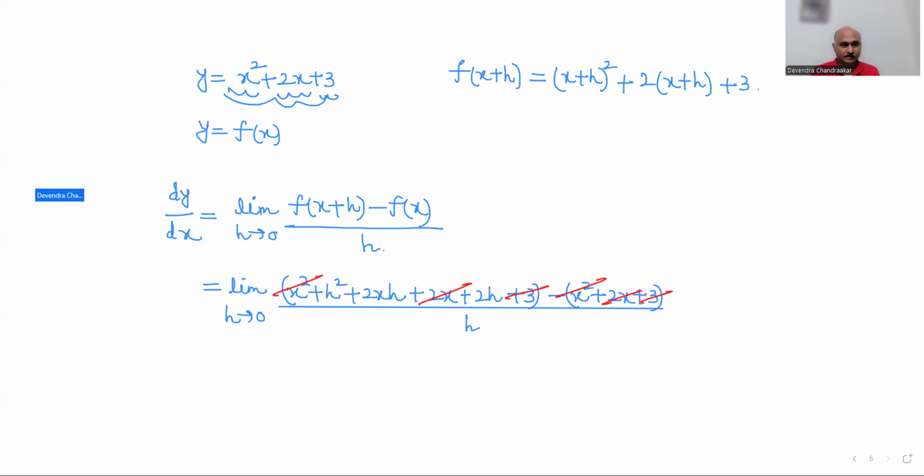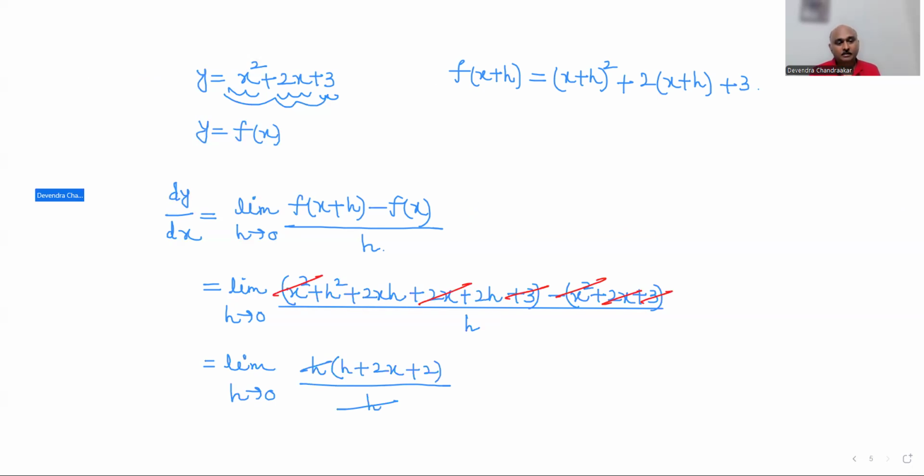And finally, you get limit h tends to 0, h square, h common. This is h plus 2x plus 2 upon h. h cancel हो गया फिर से, right?